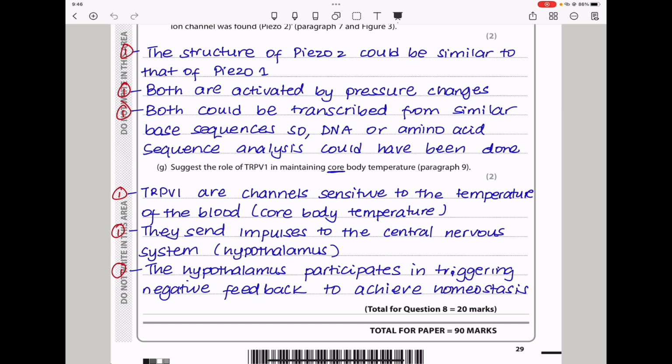And lastly, they say suggest the role of TRPV1 in maintaining core body temperature. TRPV1 was sensitive to temperature changes, so I say TRPV1, a channel sensitive to the temperature of the blood, meaning the core body temperature. So they send impulses to the central nervous system, mainly the hypothalamus, and then the hypothalamus participates in triggering negative feedback to achieve homeostasis.